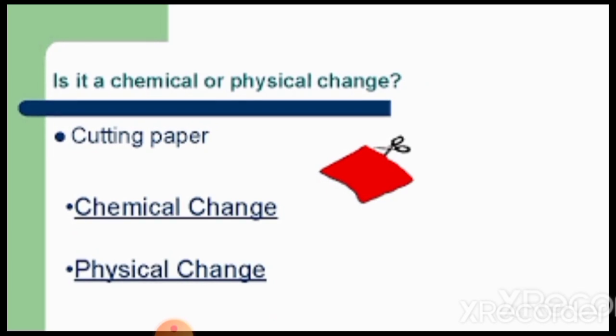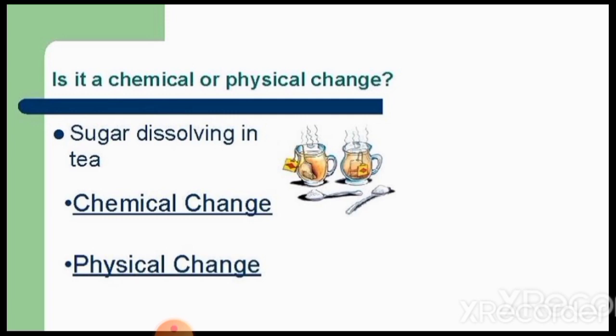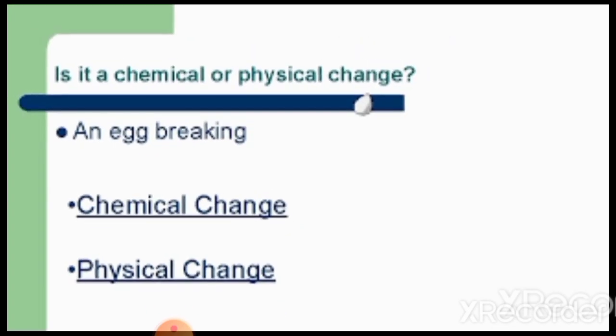So let's take some of these to test our understanding about the physical and chemical change. When you cut paper, the paper remains the same, so it is a physical change. What happens when sugar dissolves in tea? Of course, it is a physical change because no new substance will be formed. How about when an egg breaks? It is a physical change because the egg still remains an egg.